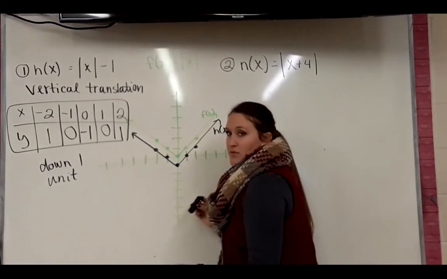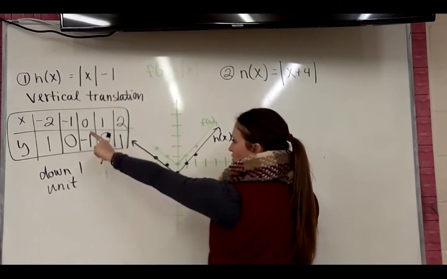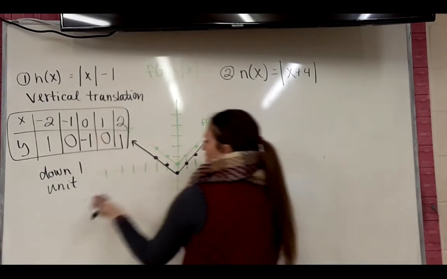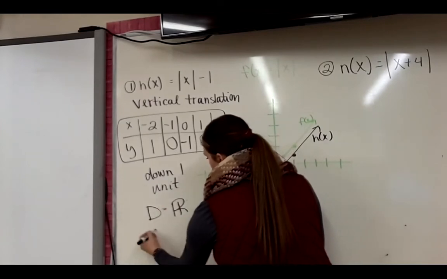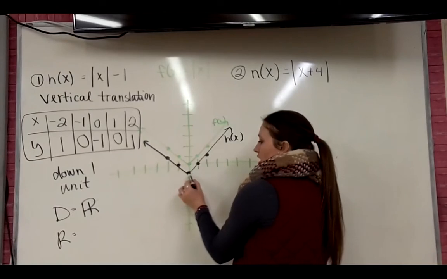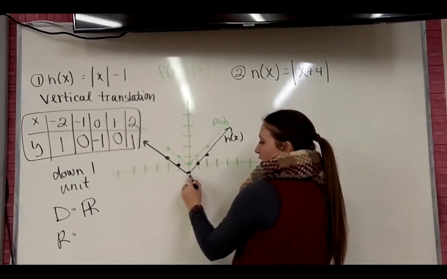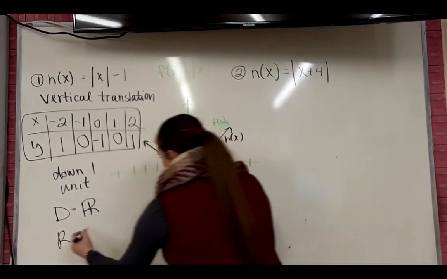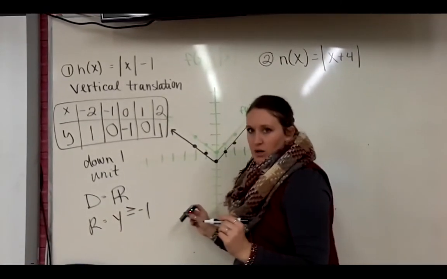Now for your domain and range, you just look. Domain is your x. If you look at this x-axis, it goes all the way that way, never ending, and all the way that way. So my domain is all real numbers. Your range is your y. If you look at your y-axis, the lowest it goes is right here. And then it goes up from there. So y has to be greater than or equal to negative 1. That's your domain and your range.